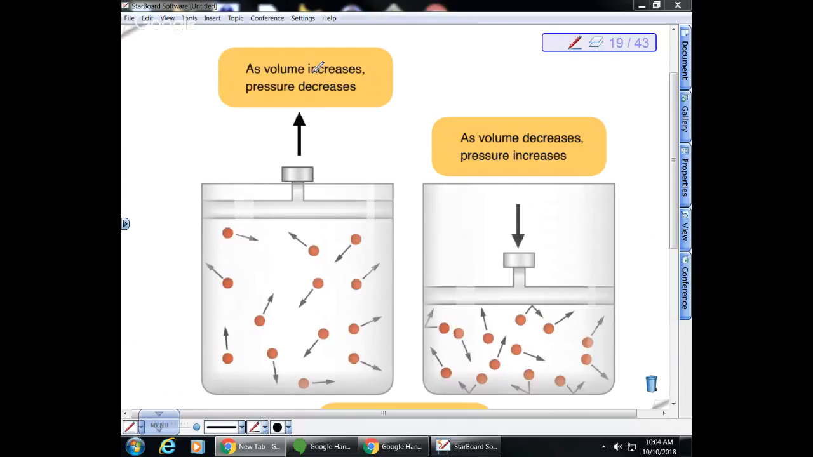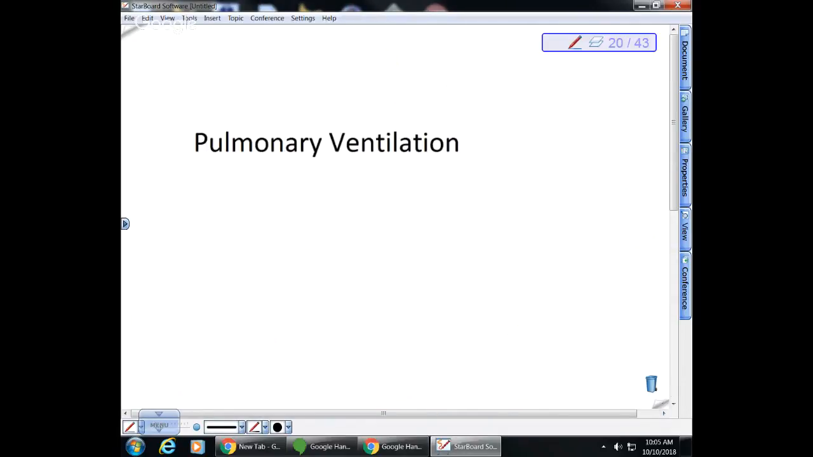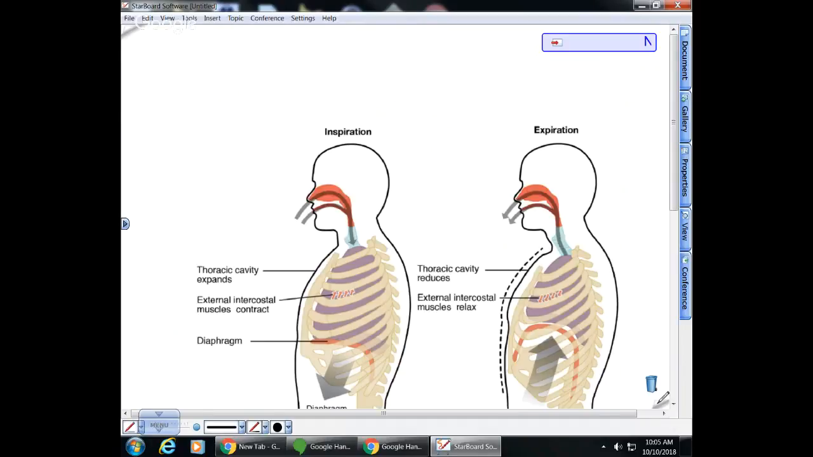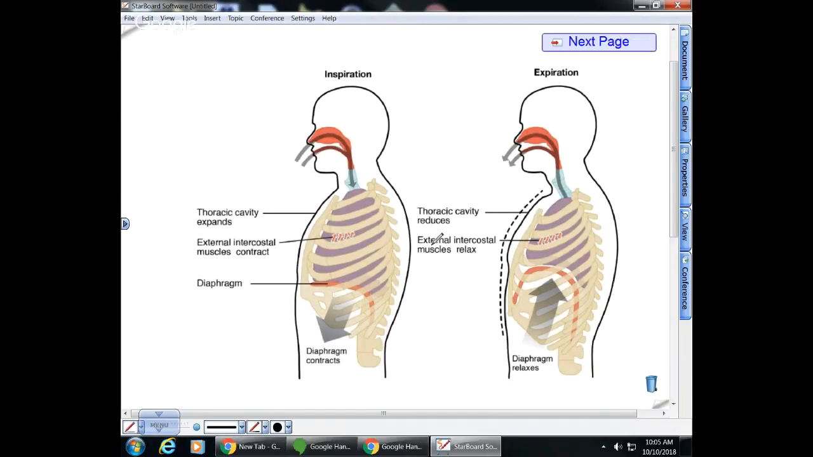The other thing about inhalation is that we have these muscles that run between the ribs. These are called the intercostal muscles. The intercostal muscles run from one rib to another, and there are two different types of intercostal muscles: the external and the internal. The external intercostals are the ones that are involved in elevating the rib cage and expanding it.